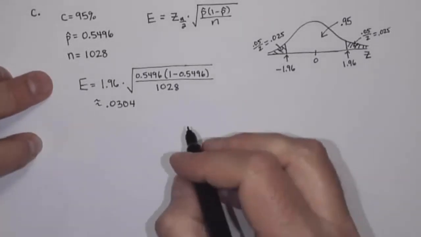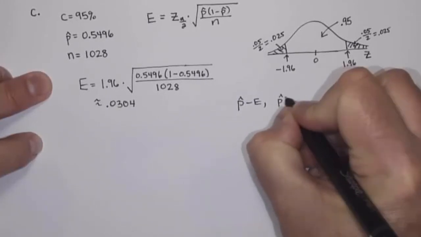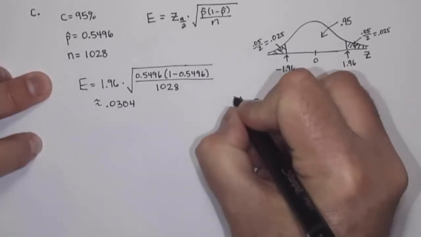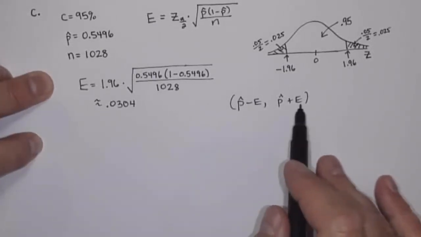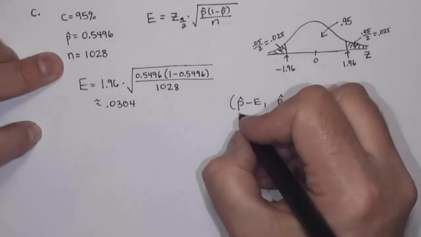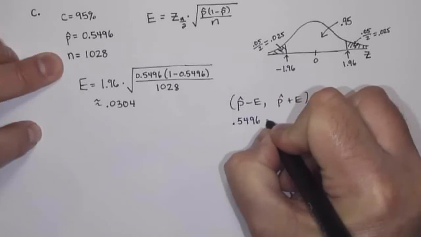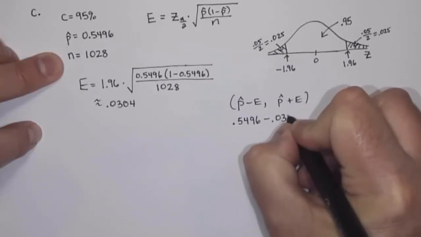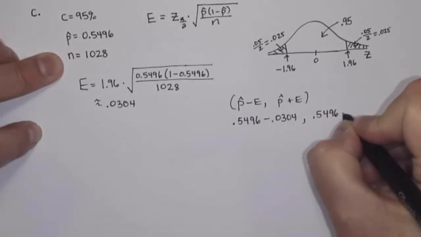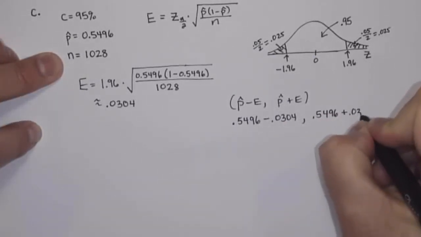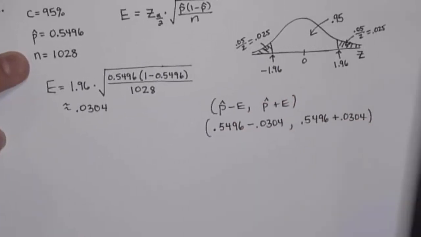So if I take my point estimate minus the margin of error and the point estimate plus the margin of error, that's going to give me my confidence interval, and we're going to usually put that in interval notation. So if I take 0.5496 minus 0.0304 and 0.5496 plus 0.0304, that's going to be my confidence interval.